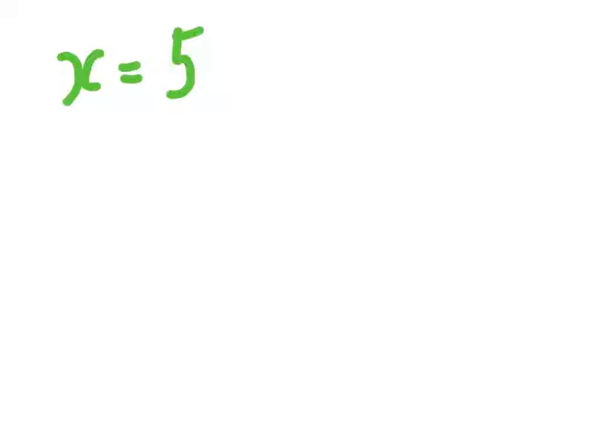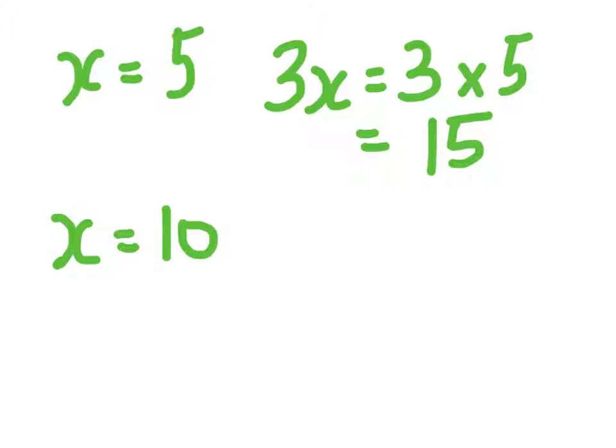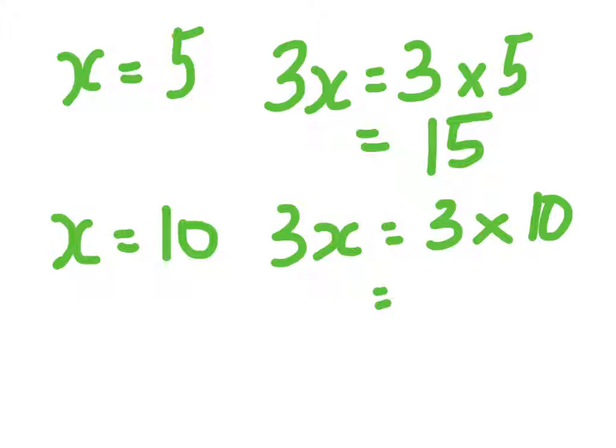So we have x equaling 5, and if I have 3x, that means I have 3 multiplied by 5 because x has a value of 5, which means the answer is 15. Now, if that value was varied and x actually had a value of 10, if I now had 3x's, it would be 3 multiplied by 10, which is 30.